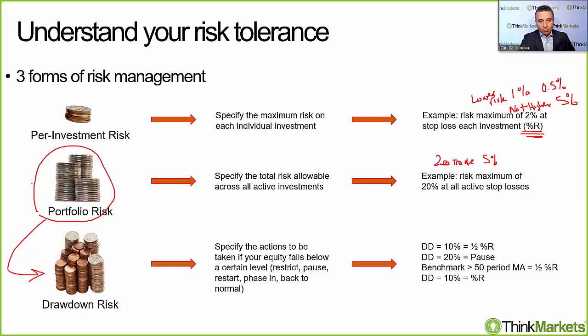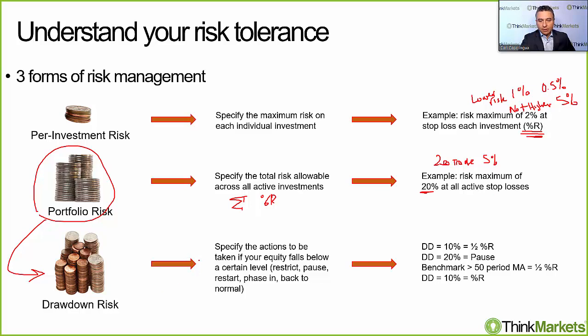Portfolio risk specifies the total risk allowable across all of those little percentage Rs. We're adding up the sum of all of our percentage Rs, and that's our portfolio risk. For example, a maximum risk of 20% across all of our active stop losses in the market.